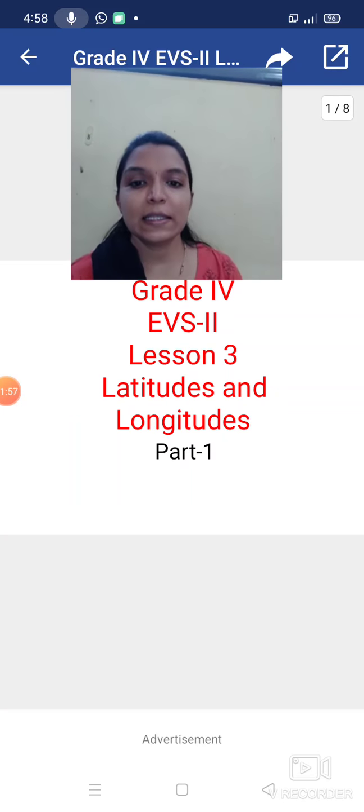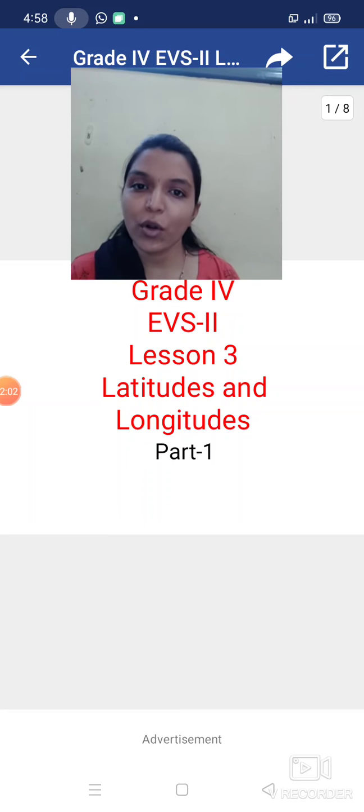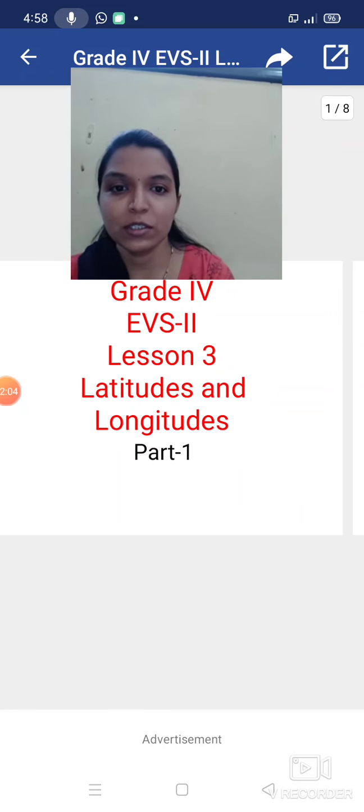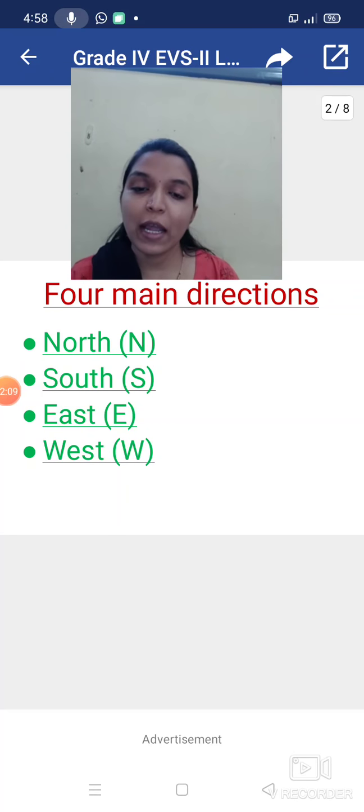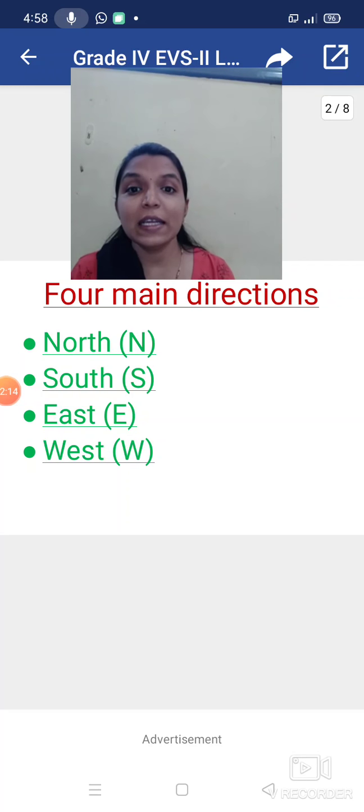Lesson 3 is latitudes and longitudes, continents and oceans. In that, first we have to study directions. What is meant by directions? Whatever is directed, it is the direction, and it is mainly 4: north, south, east, west.